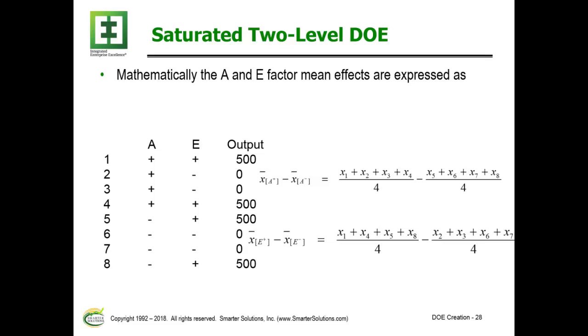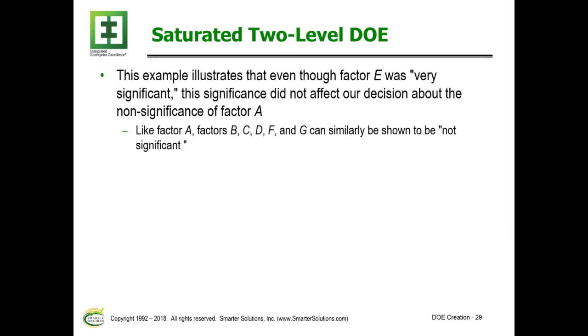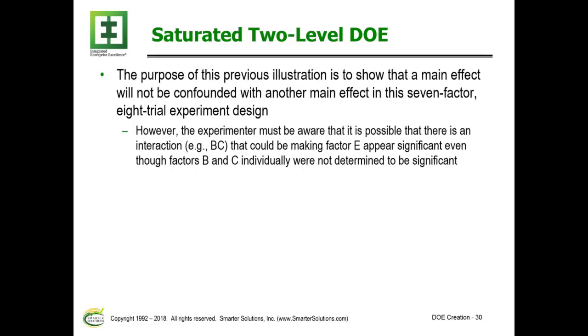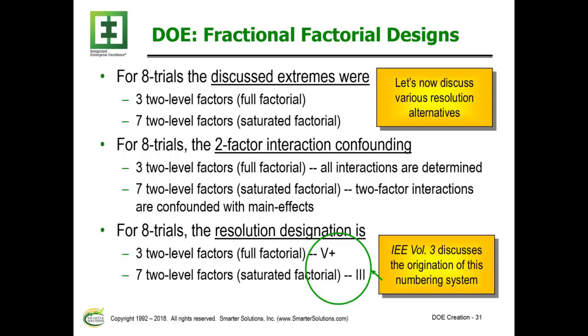Mathematically, this is what we have when we look at factors A and B, or A and E. The example we're going to look at now is a saturated fractional factorial. The purpose of this illustration is that main effects will not be confounded with the other ones. We also have other possible combinations of factors. For 8 trials, we could have up to 7 factors. For 8 trials and 2-factor interactions, we can have between 3 and 7. In the case of 3, all interactions are determined, but with 7 two-level factors, a saturated factorial, 2-factor interactions are combined with main effects. If the resolution is designated as 5 plus, then it's a full factorial. If it's resolution 3, the main effects are confounded with the 2-factor interactions.